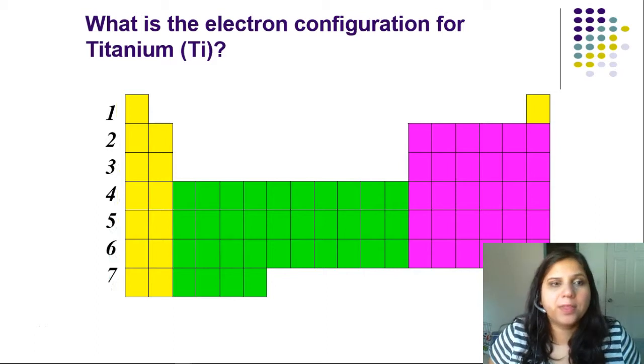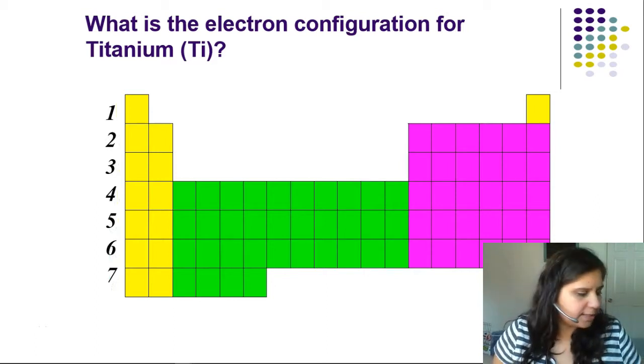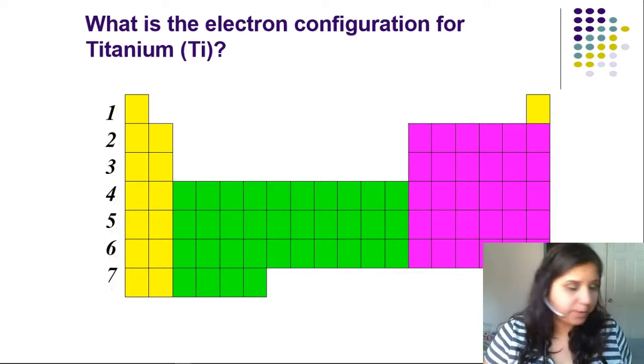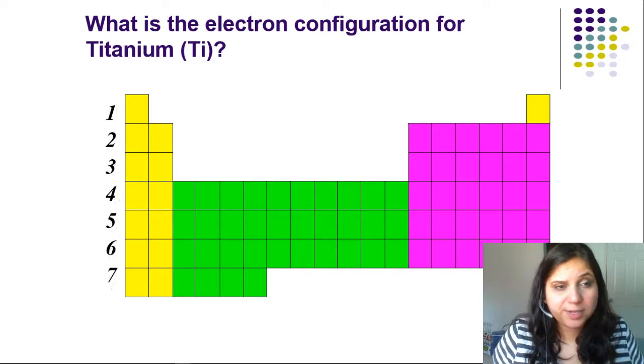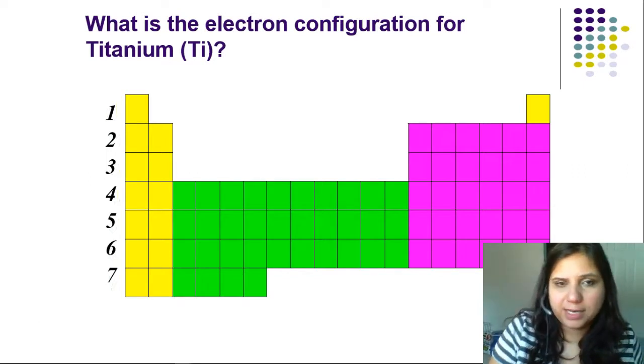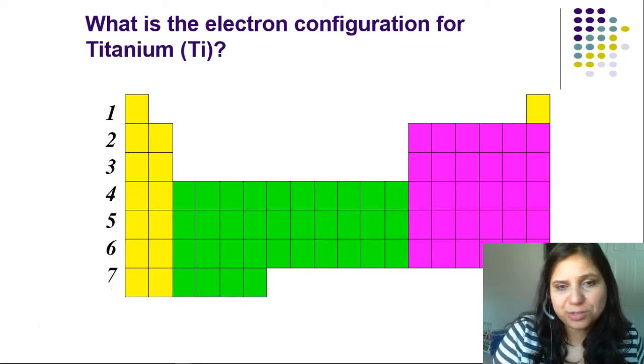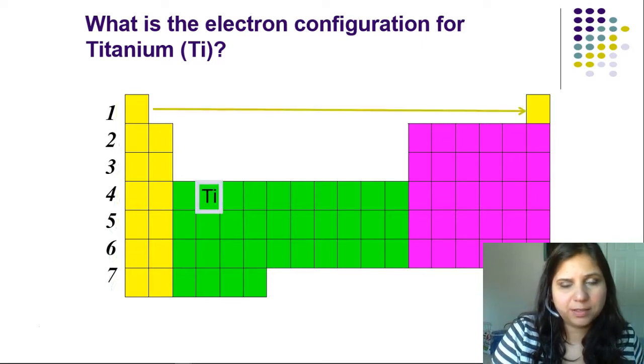Let's try a couple more. We want to do this for titanium now. So locate titanium, put your finger on titanium, see how far you have to go. Remember the starting point is hydrogen. Remember that we write stuff down after we change row or change color. So here's titanium. We're going to go across. That's 1s2. Now we're going to go across the second row.